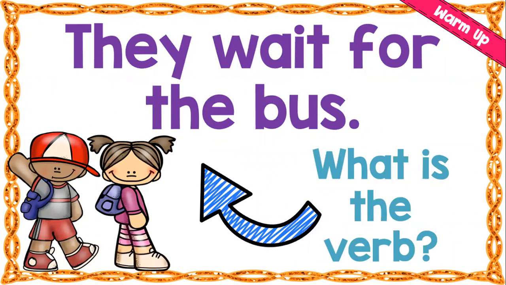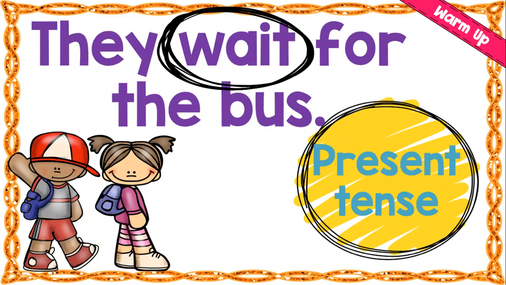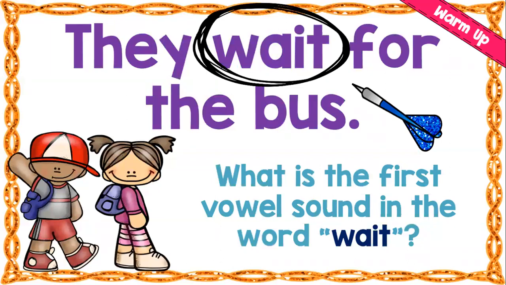They wait for the bus. What's your verb? Wait. It's a present tense verb. It's happening right now because it doesn't have that ed at the end. Now, what is your vowel sound in wait? Ate. It's a, good.